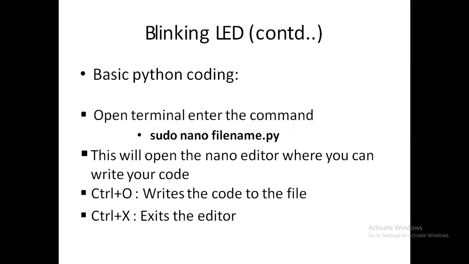Then we will do the basic Python coding. First open the terminal and enter the command: sudo nano filename.py. This will open the nano editor where you can write your code. Control plus O writes the code to the file, and Control X will exit the editor. These two are the commands which we are going to use. In order to write code into the file, you use Control+O, and if you want to exit from the editor, you use Control X.